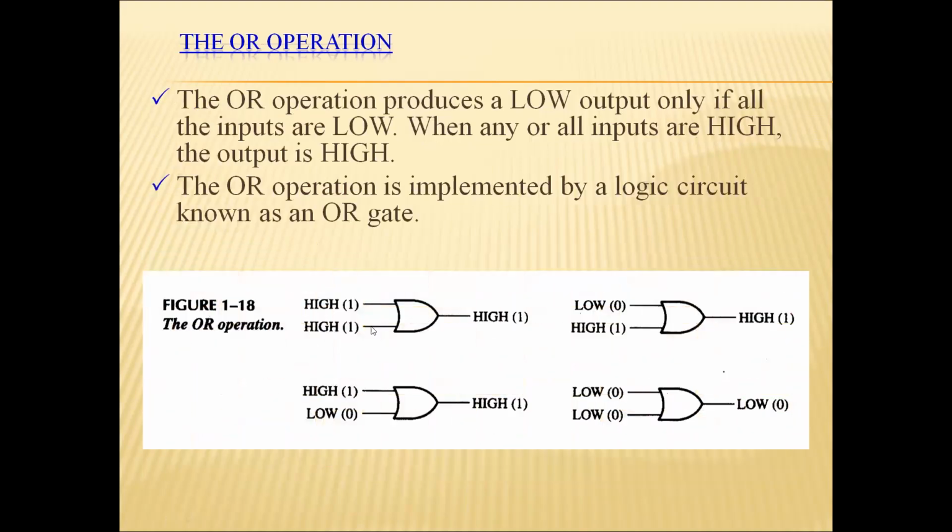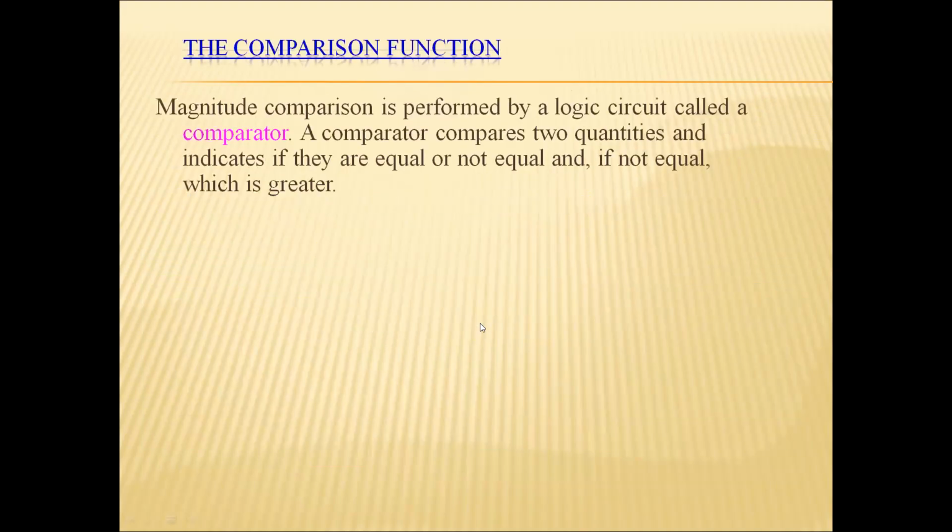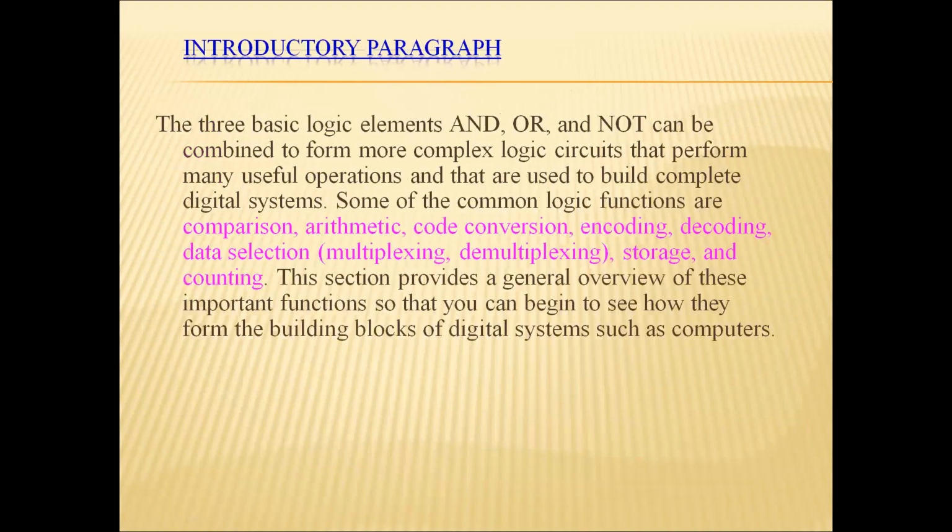For the OR gate, if any of the inputs is 1, you can see here, if it is 0 and here is 1, you'll get a high 1. So that is how the logic goes for the OR gate. So, the basic logic functions. Using these gates, you can go for basic logic function implementation, that is code conversion and encoding, decoding, data selection using multiplexing, demultiplexing, and storage. You can go for counters, you can go for comparison using comparators. So a lot of things which you can do using this logic.